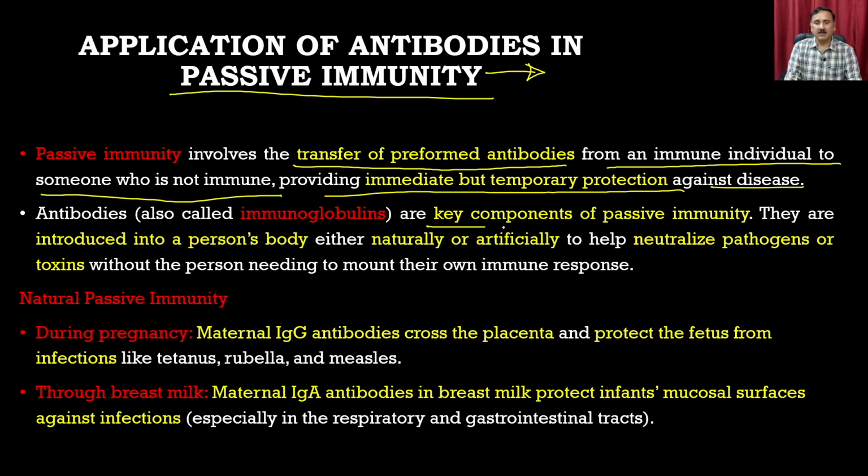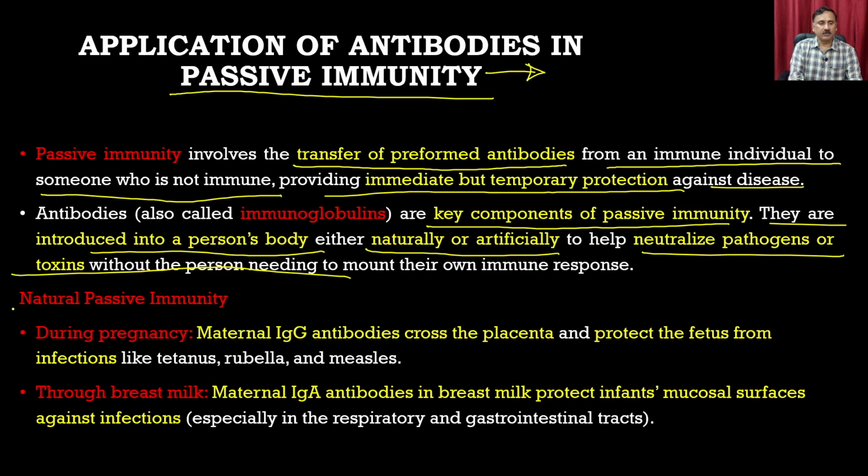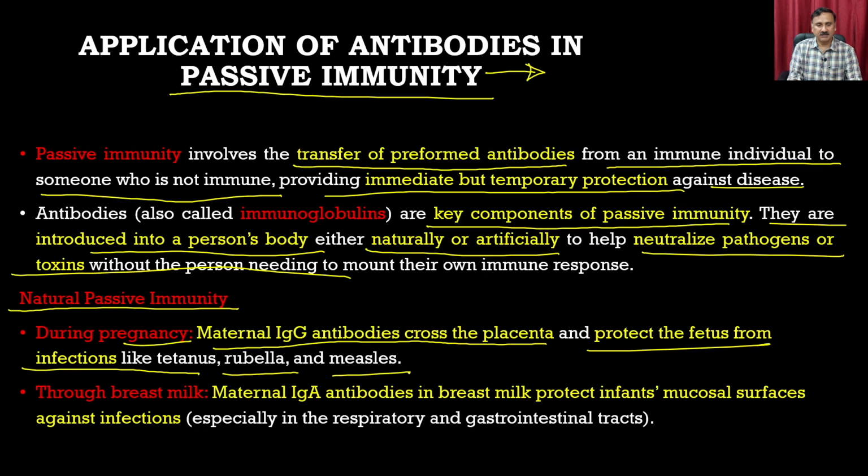Antibodies are a key component of passive immunity. They are introduced into the person's body either naturally or artificially to help neutralize the pathogen or the toxin. So you can have natural passive immunity, which happens when you get the antibodies from your mom. During pregnancy, maternal IgG molecules cross the placenta and protect the fetus from infections like tetanus, rubella, and measles.